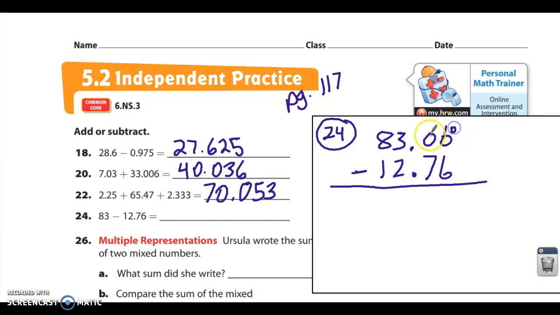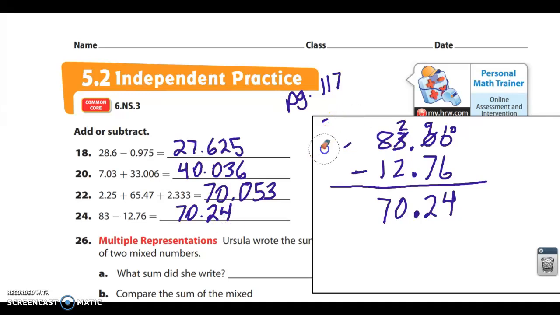The first 0 is 10, the next 0 is 9, and this whole number reduces by 1. 10 minus 6 is 4. 9 minus 7 is 2. 2 minus 2 is 0, and 8 minus 1 is 7. The answer is 70 and 24 hundredths.